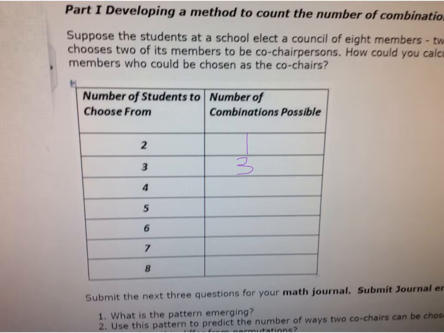The same thing with 4. If we have 4 people to choose from, then the number of combinations is going to be 6, because we would have 4 people to choose from for the first spot and then 3 people to choose from for the second spot, but we've counted everybody twice when we do that, so we have to divide by 2.